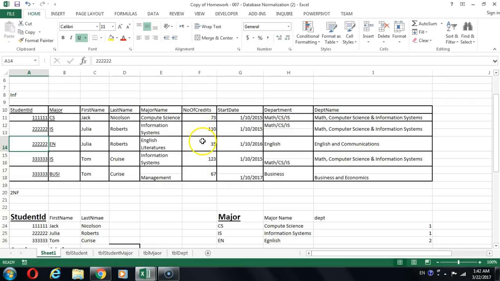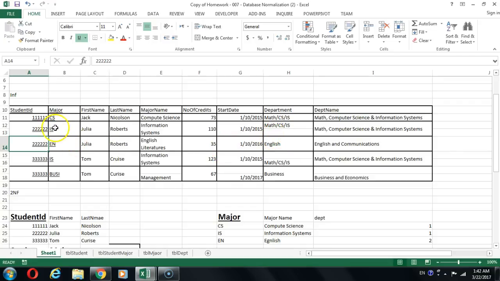Number of the credit is changeable. You know, also the major name could change if that person changes a major or adds another major. The starting date, that's changeable, is not accepted. The department really should not be thought about at this moment, because the department is going to be determined by the major. So I'm not going to really think about it. The department name, of course, and the department all belong to the major.